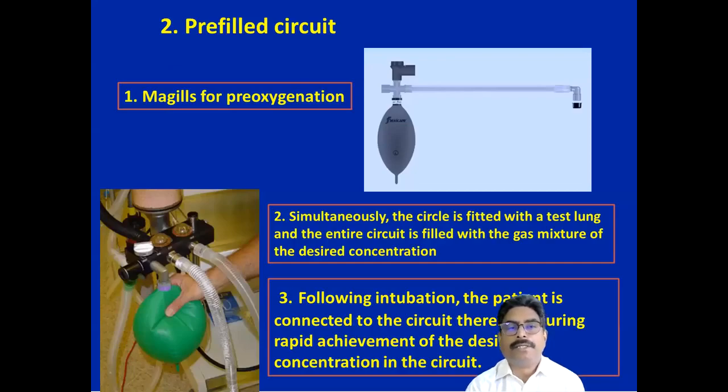Coming to the second method, that is the pre-filled circuit, you use preoxygenation and simultaneously you fill the breathing circuits with the desired anesthetic concentration. Once the intubation is done, you connect this pre-filled circuit to the patient, so you can quickly achieve the breathing circuit concentration.